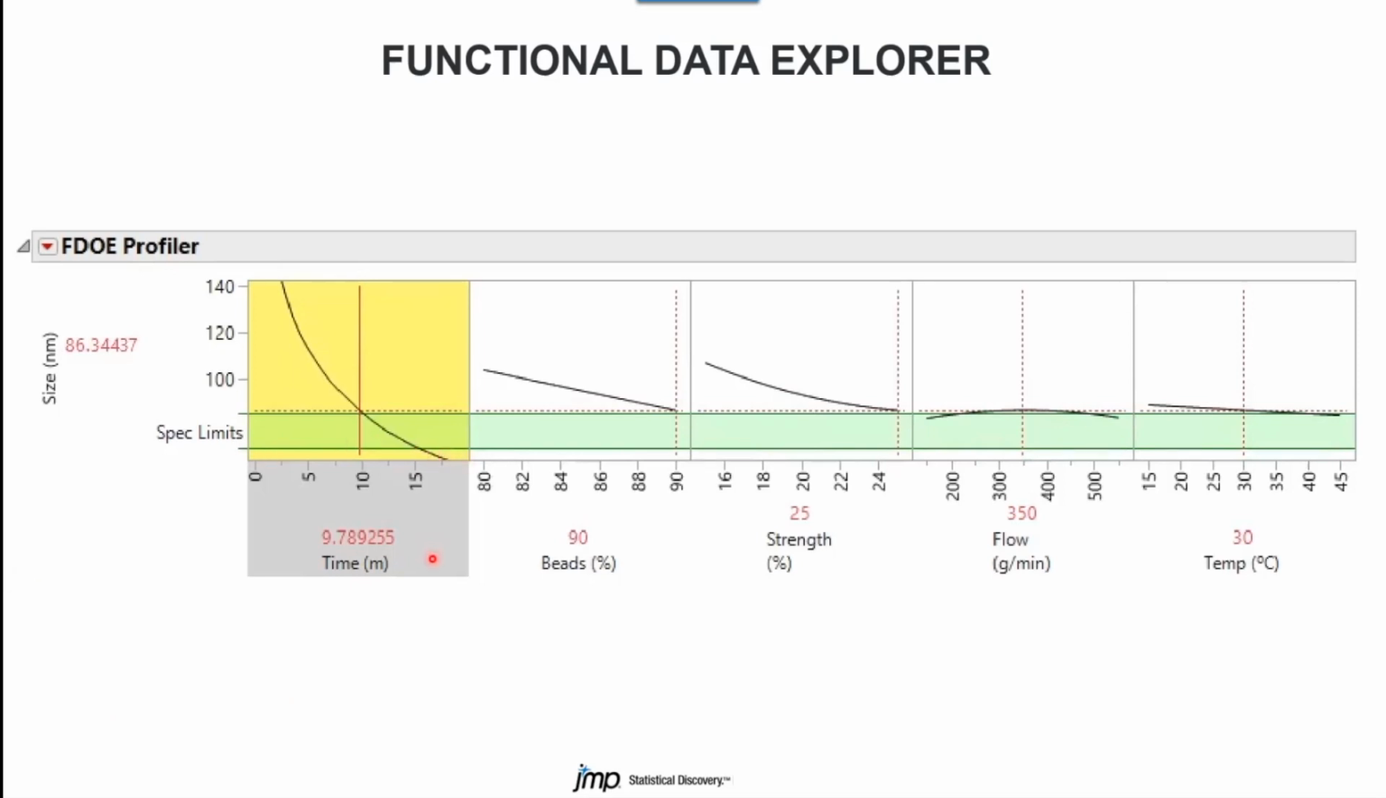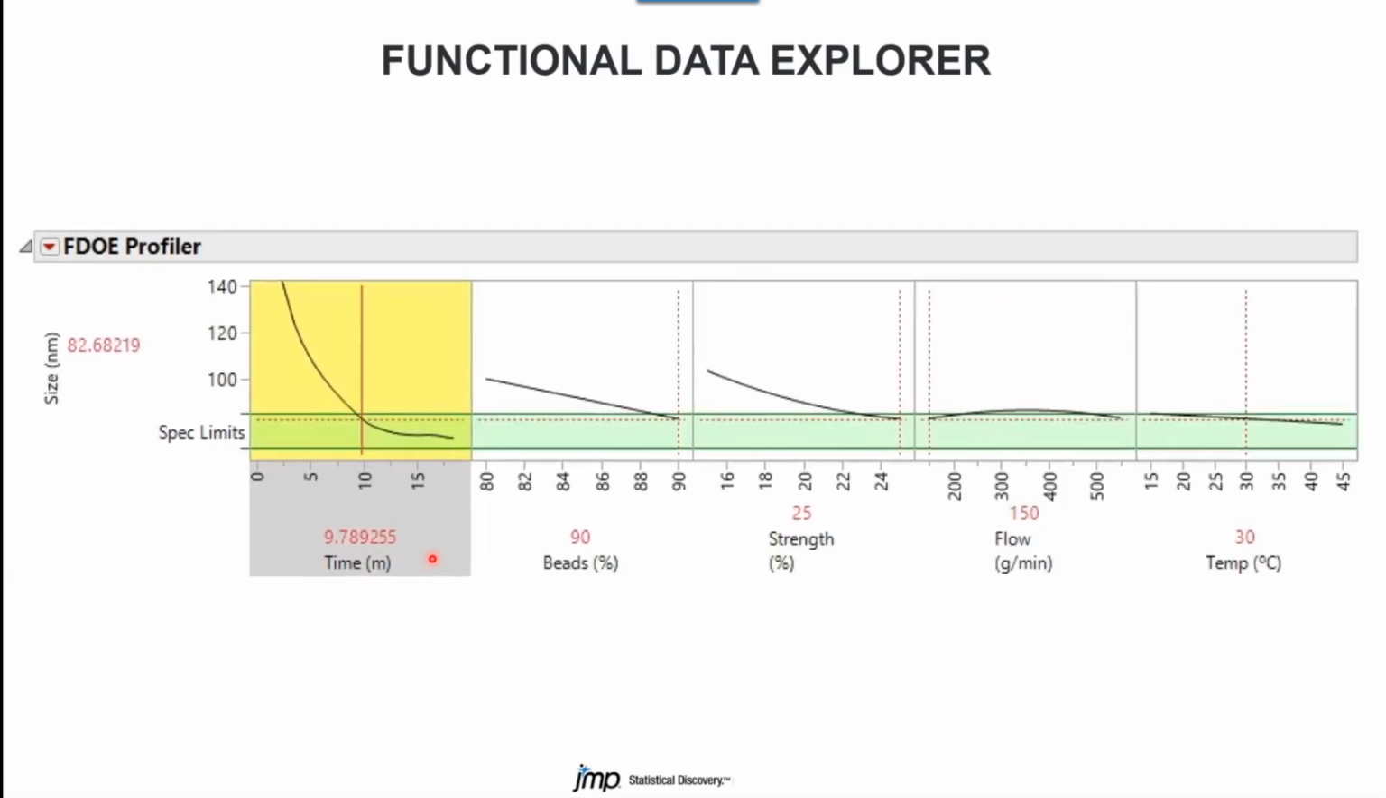And so we're going to see if adjusting the flow and temperature factors will help stabilize the process. It looks like minimizing flow does a pretty good job of that. Temperature doesn't do too much, but if we set it to the minimum, it looks a little bit more like it's in the middle of the spec region. So this is the interactive way that you could do problem solving with the functional DOE profiler.